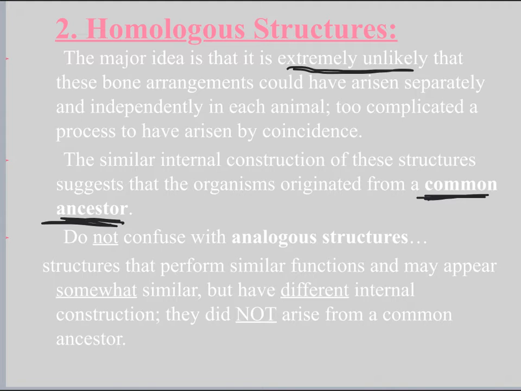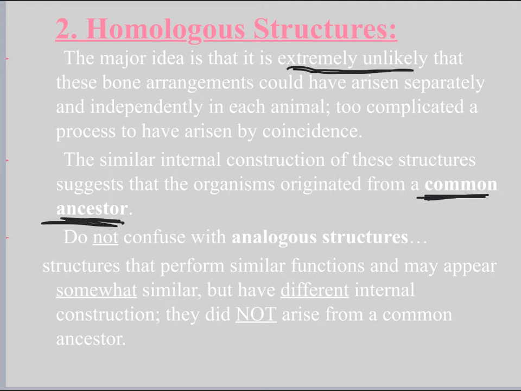Do not confuse homologous structures with analogous structures. So analogous structures are those structures that have a similar function, but actually have completely different internal structures. So they did not come from a common ancestor. So analogous structures would be things like a bat wing, a butterfly wing, and a bird wing. They all have the same function. They're all for flight, but they have such different internal structure that those things do not indicate a common ancestor.